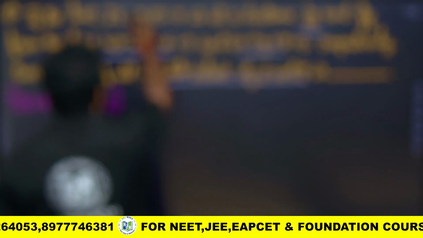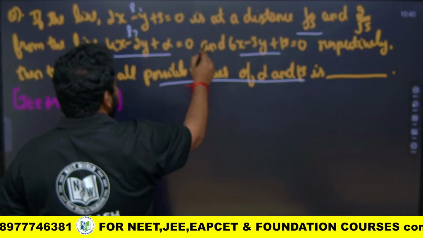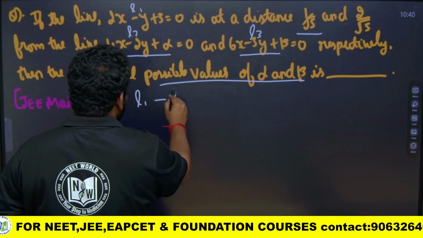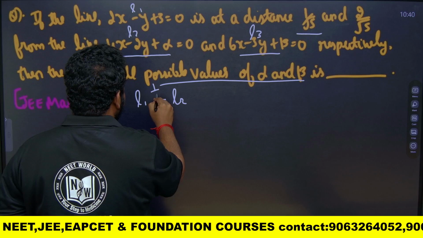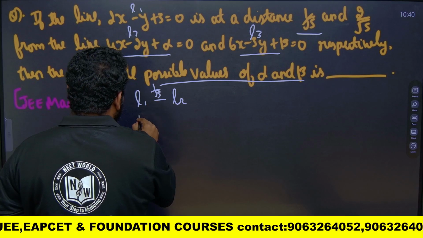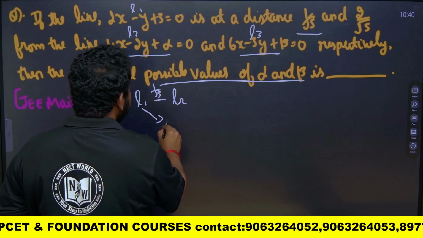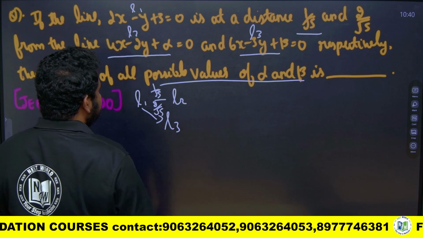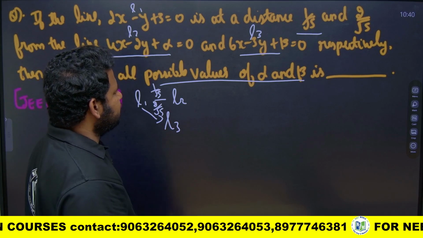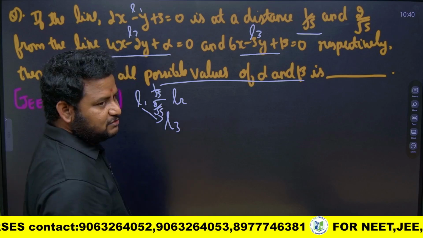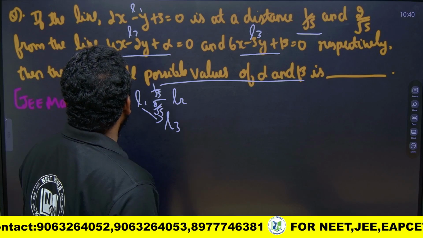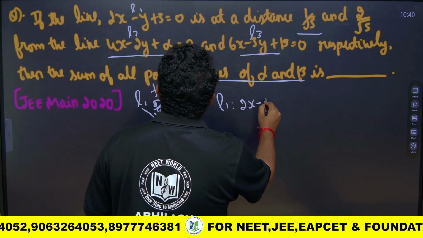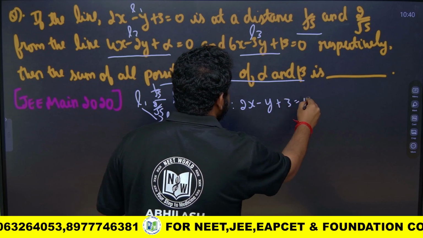Suppose this line is L1, this line is L2, this line is L3. What they are telling is L1 to L2, the distance is 1 by root 5. Similarly, L1 to L3, the distance is 2 by root 5. So they are asking us to find the sum of all the possible values of alpha and beta. So first let me take L1. L1 is given as 2x minus y plus 3.